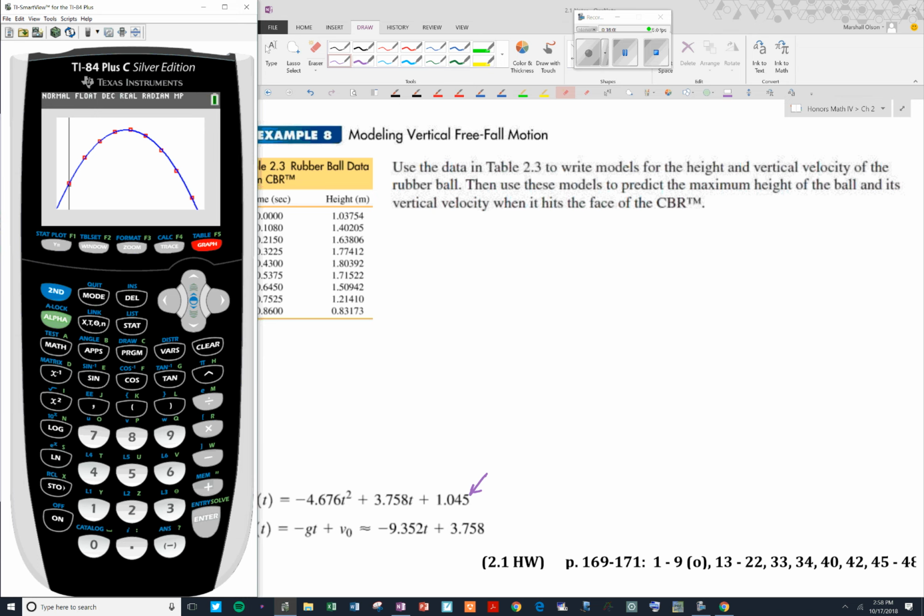Okay, so we know a couple of different things here. We can use that model to help us find the maximum height according to the model. So we're actually predicting the time that it hit the maximum height and what the maximum height actually was. And it looks like it's pretty close to that point, maybe a little bit before that point. So let's do that by hitting our second trace and going to number 4, maximum.